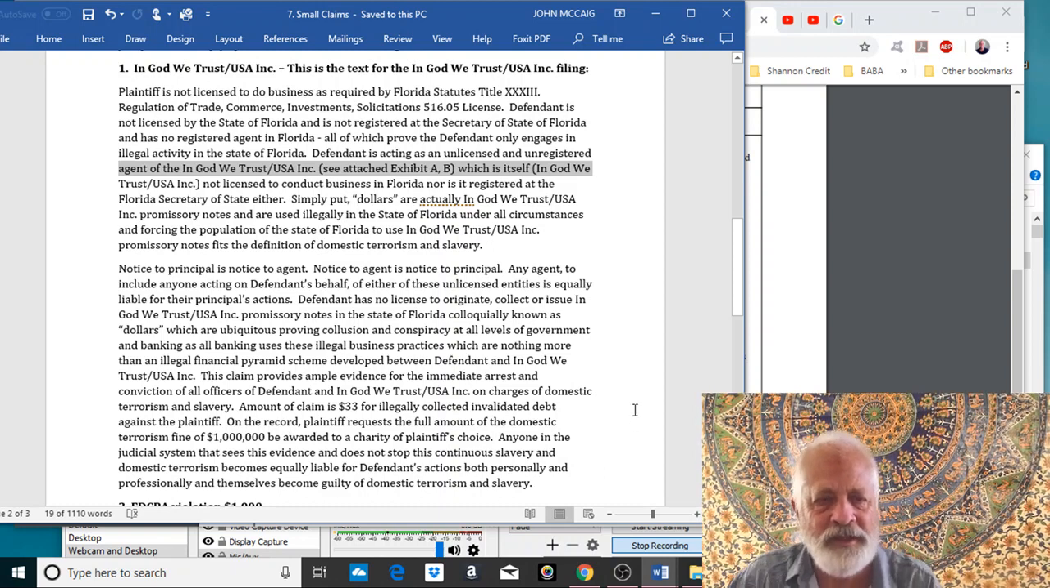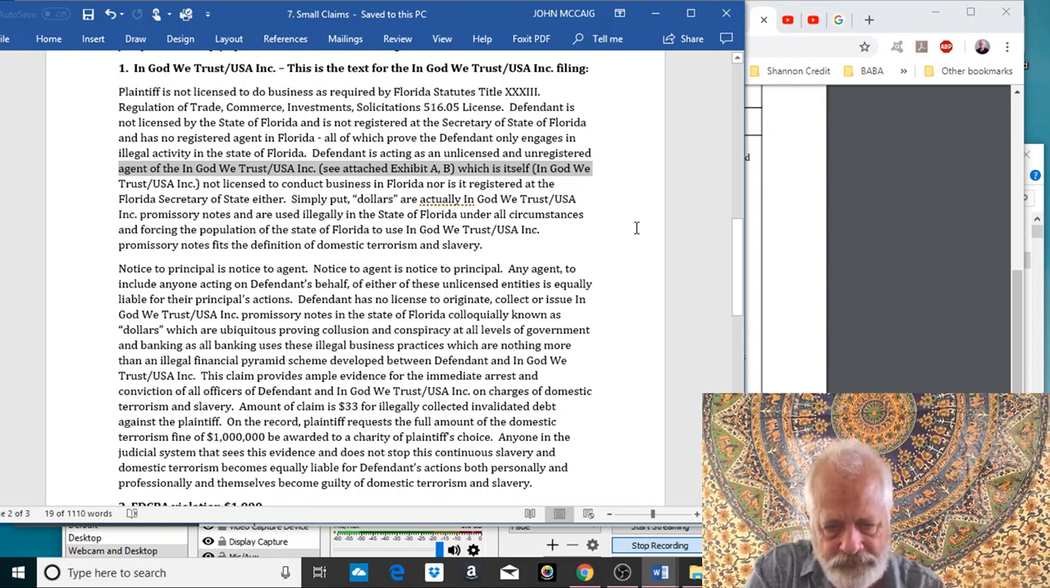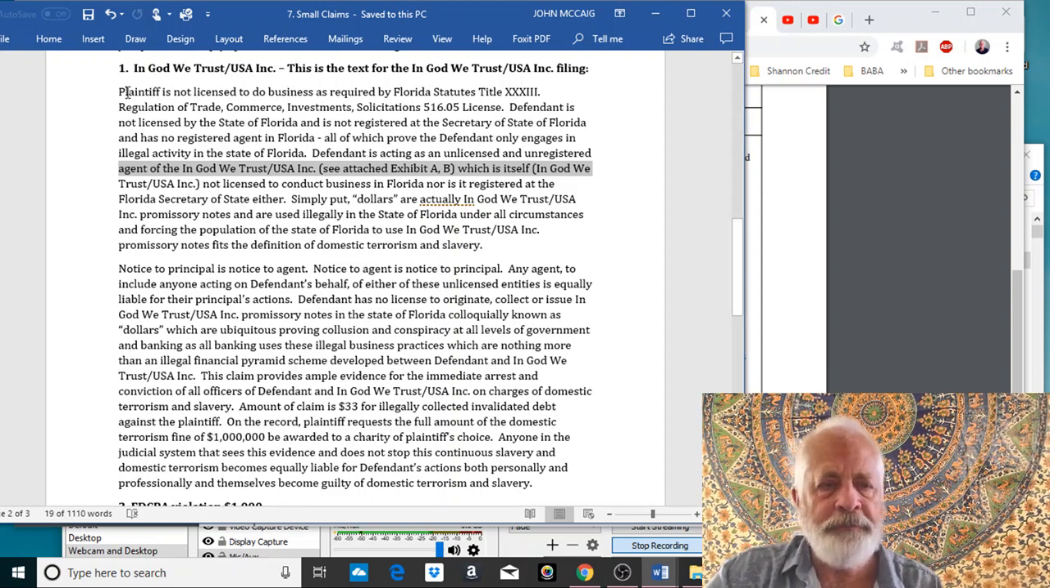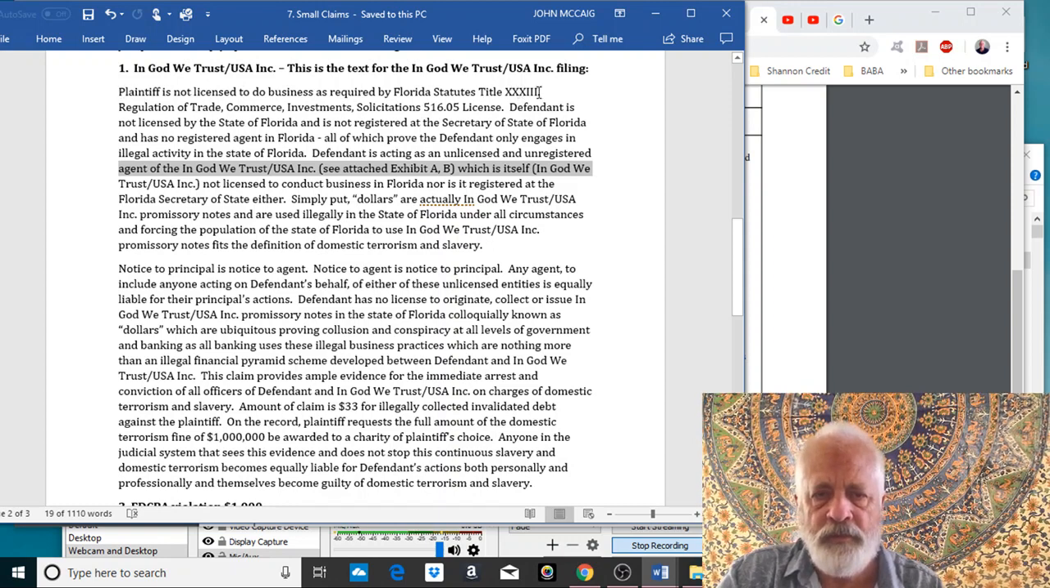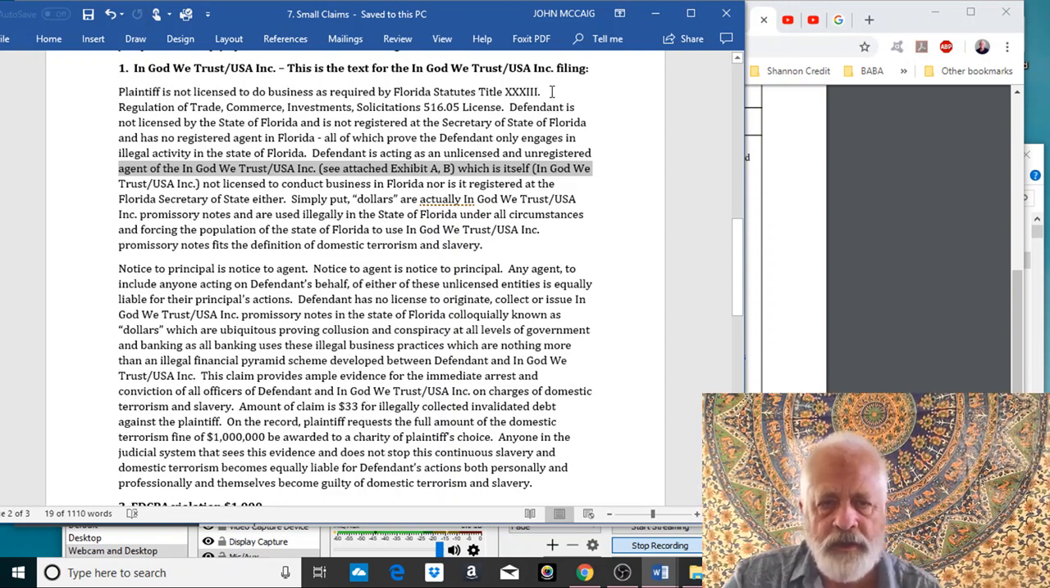So let's go through it. It's pretty simple, though. Let's go through it. Plaintiff is not licensed to do business as required by Florida statutes, Title XXXII, right?